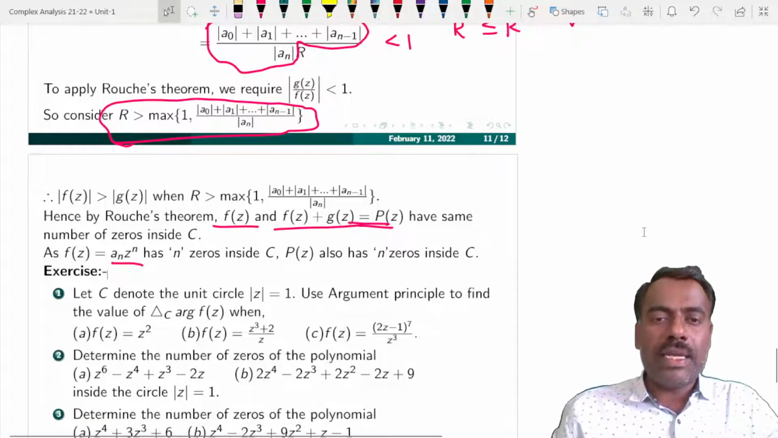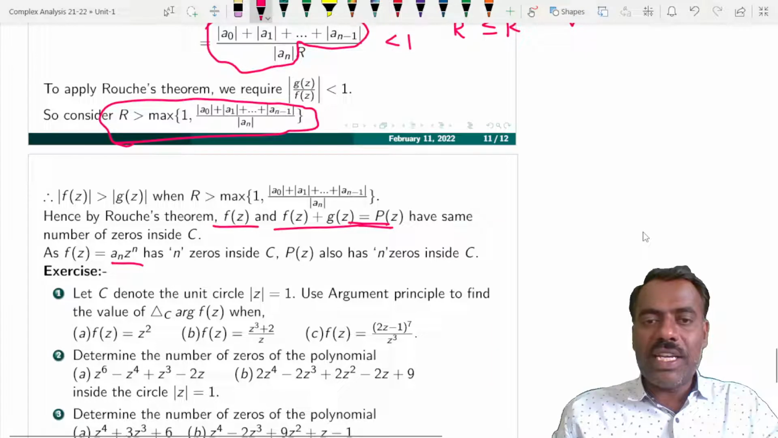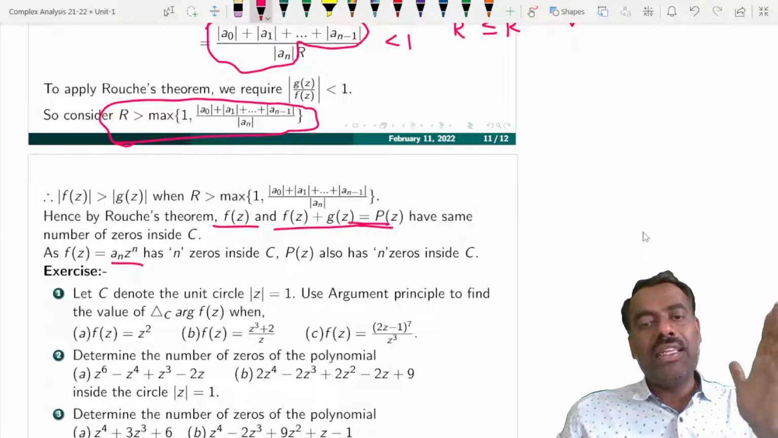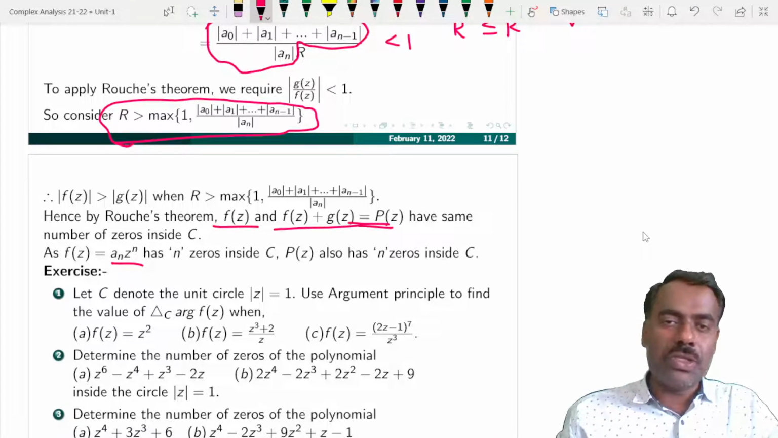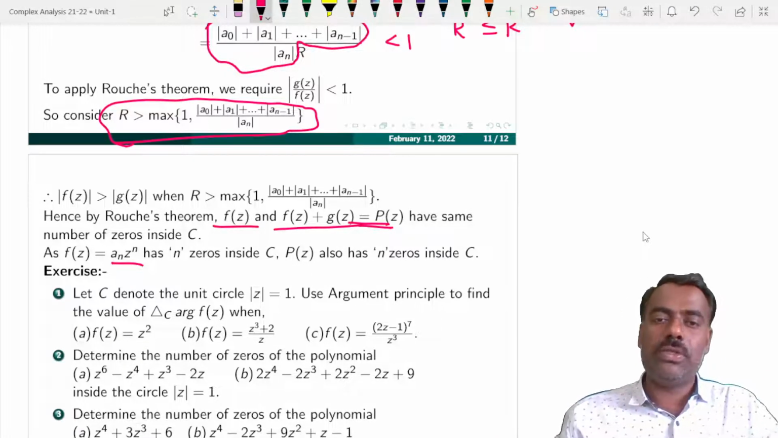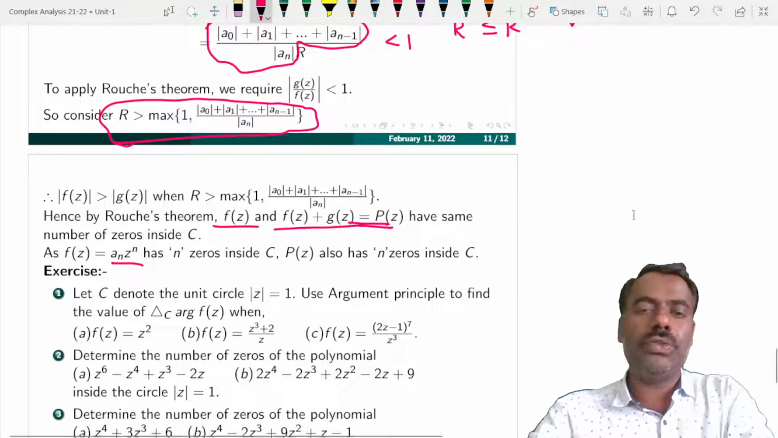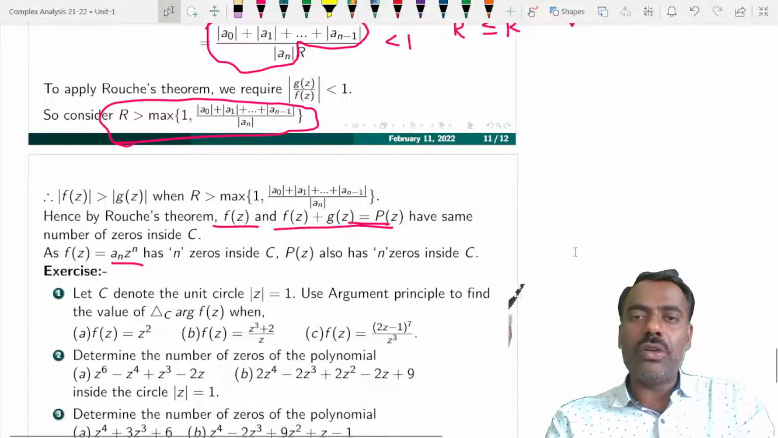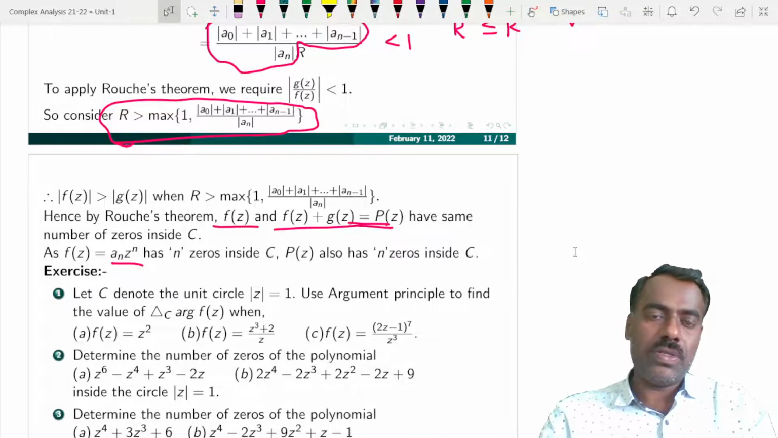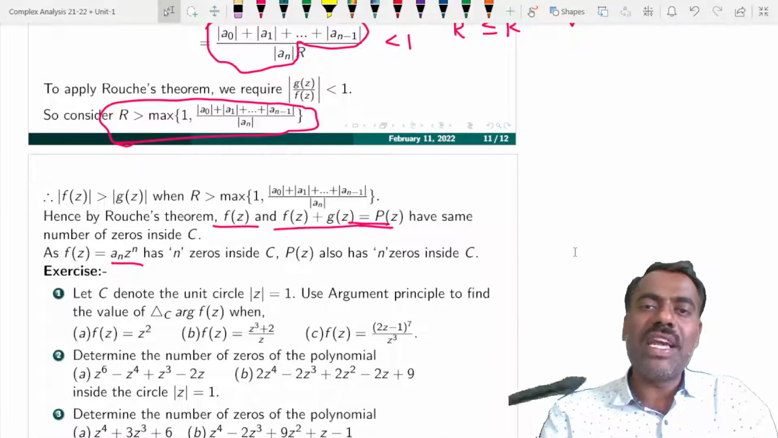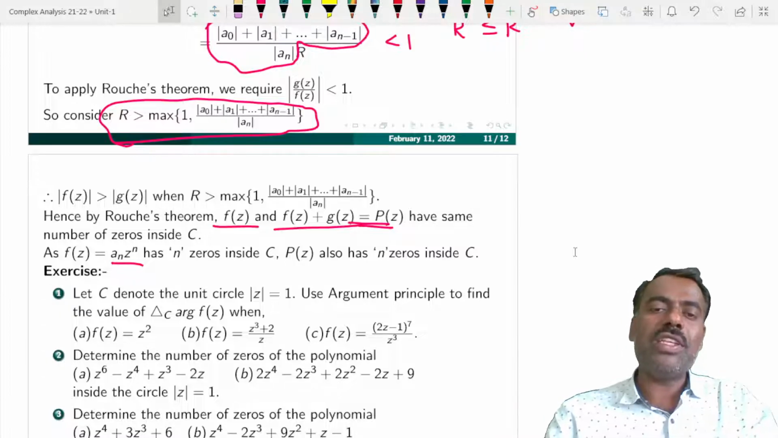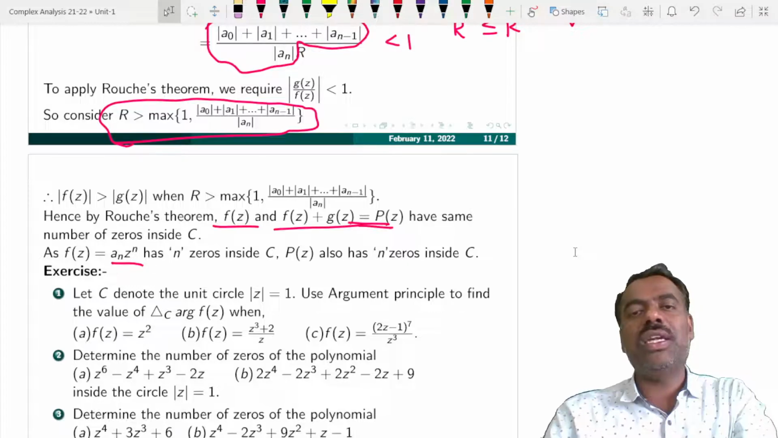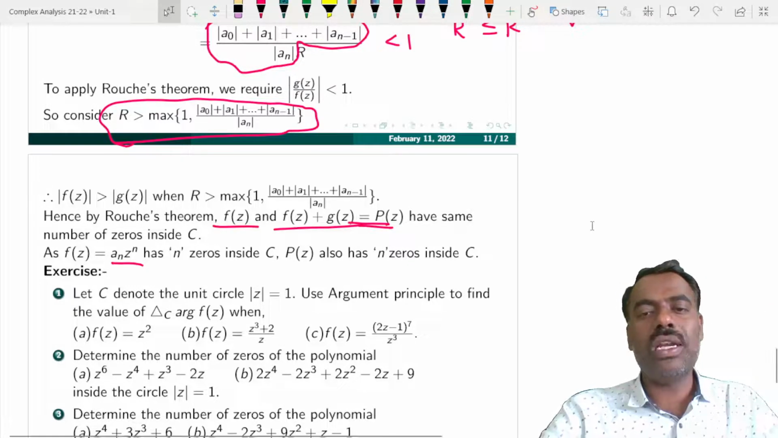Again I repeat, for f of z and f of z plus g of z, we are only saying that they will have the same number of zeros. We are not saying that they will have the same zeros. That is completely wrong, so we have to keep that in mind. We are talking about the same number of zeros. For example, this f of z has 0, 0, 0, n times, whereas f of z plus g of z will have some other zeros, but the total number of zeros is the same.